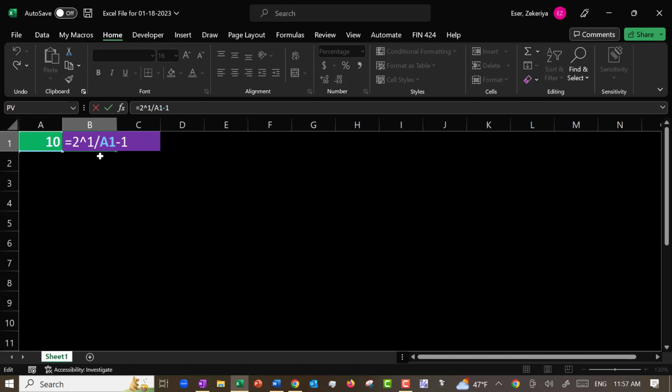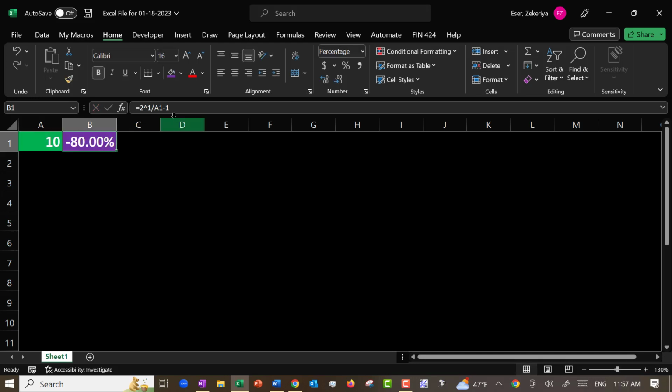But if I was careful, because I don't want to raise to the power 1. I want to raise to the power 1 over 10. To calculate 1 over 10 first, I have to put that in parentheses, because expressions in parentheses are calculated first.